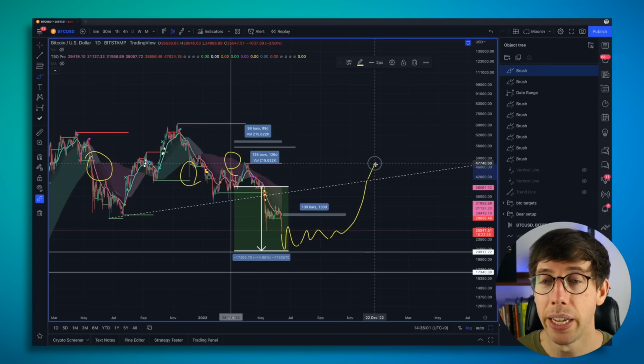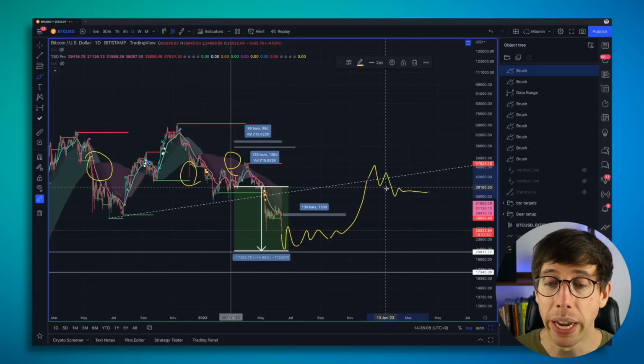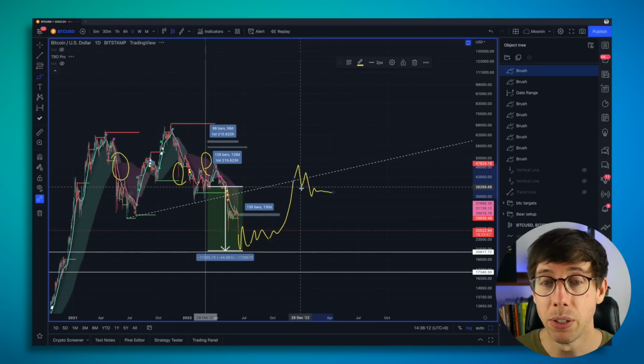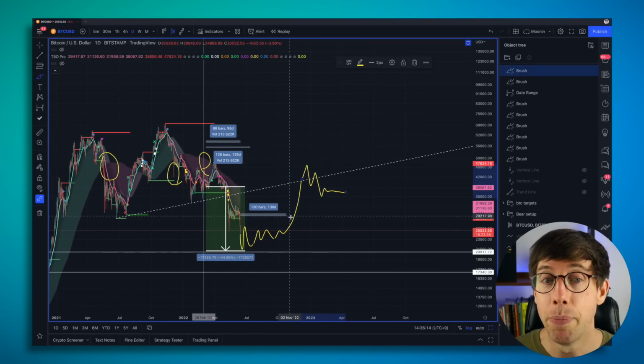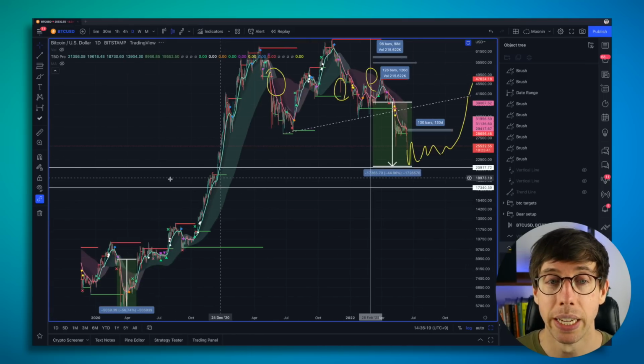and then having some sort of rally, and then a cool off, a little bit of a bounce, and then a cool off, and then we do this for a while. And then we wait until 2024 for our next rally. So this is what I'm expecting to happen. Admittedly, this looks basically the same as 2018.